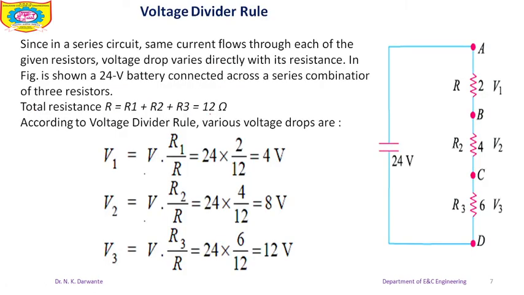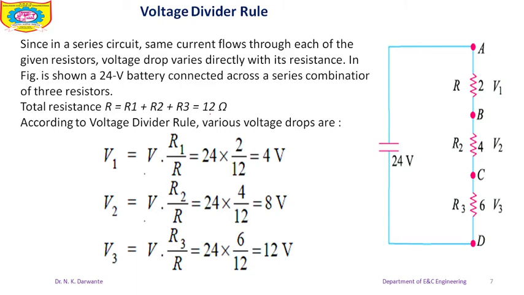Then the voltage divider rule. When the resistances are in series, we can find out the voltages across the individual resistances by using the voltage divider rule. If we know the total resistance in the circuit, the applied voltage, as well as the resistance value of individual resistances in the circuit, then we can find out the voltage across each resistance by using the voltage divider rule. Since in a series circuit the same current flows through each of the given resistors, voltage drop varies directly with its resistance.